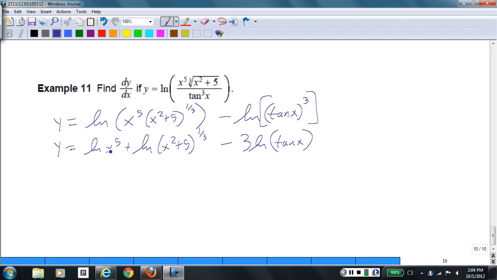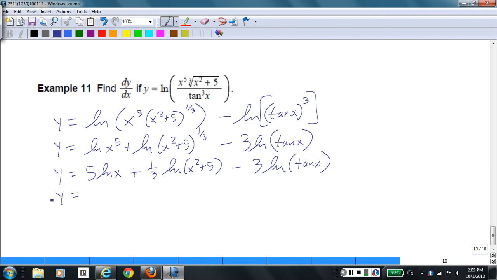And then also the 5 comes out in front, so y equals 5 times the natural log of x plus 1/3 times the natural log of x squared plus 5 minus 3 times the natural log of the tangent of x. At that point, we can think about taking a derivative, because it still involves the chain rule. The log is composed with another function in each case, but there's no quotient rule, there's no product rule, and there's no rule inside of a rule inside of a rule.